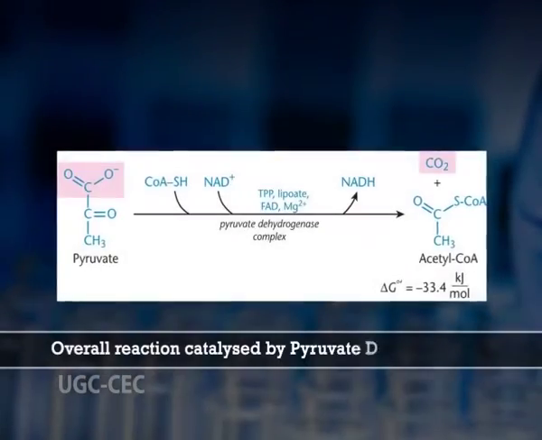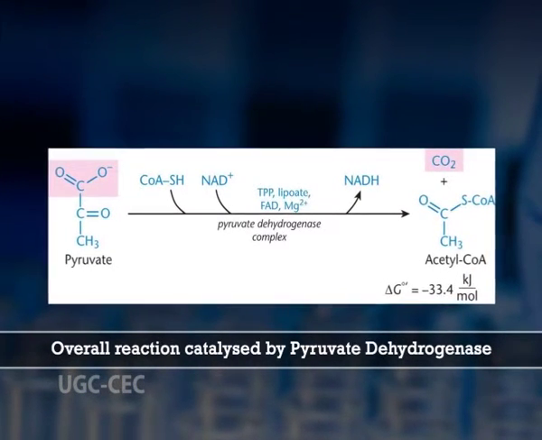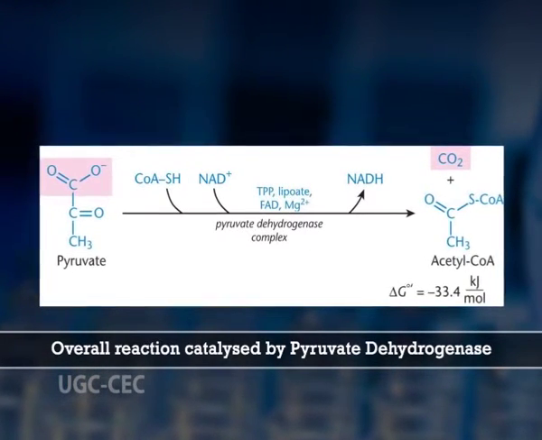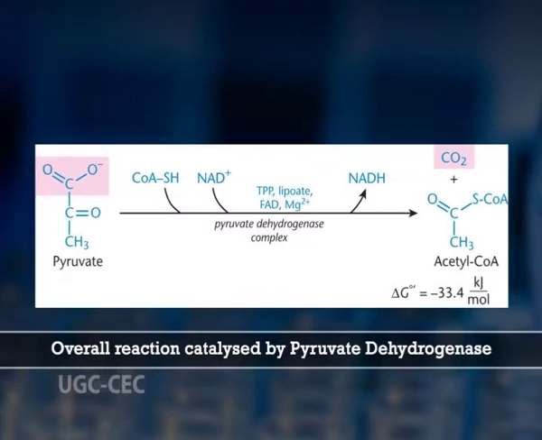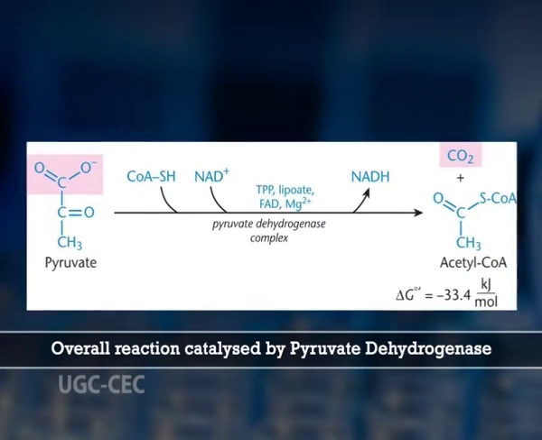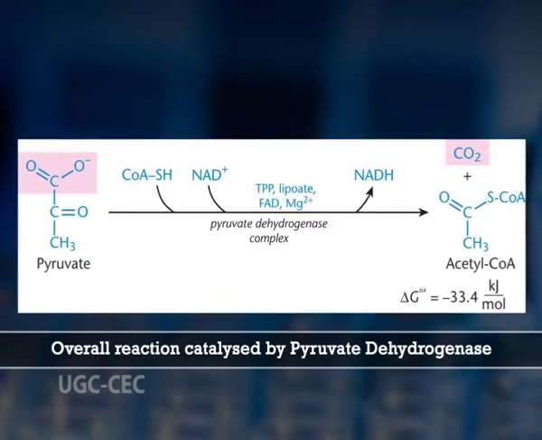The overall reaction catalyzed by the pyruvate dehydrogenase complex is an oxidative decarboxylation, an irreversible oxidation process in which the carboxyl group is removed from pyruvate as a molecule of carbon dioxide and the remaining two carbons become the acetyl group of acetyl-CoA.